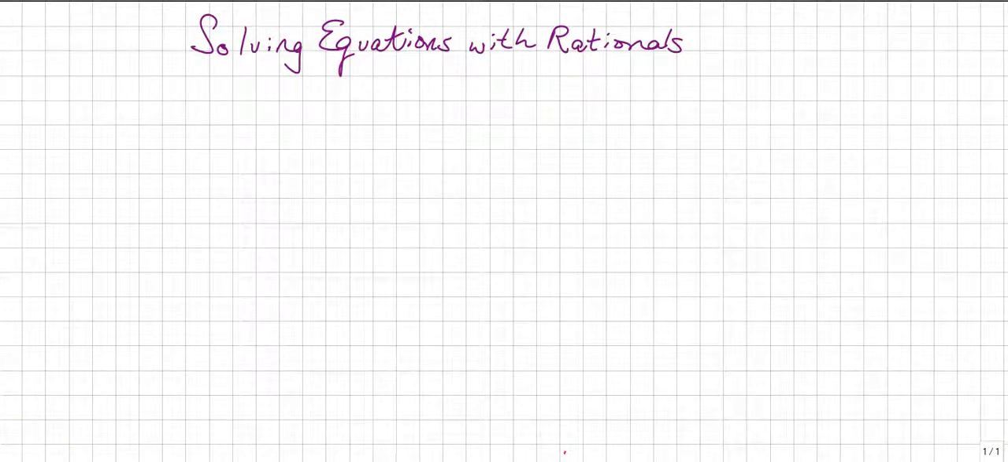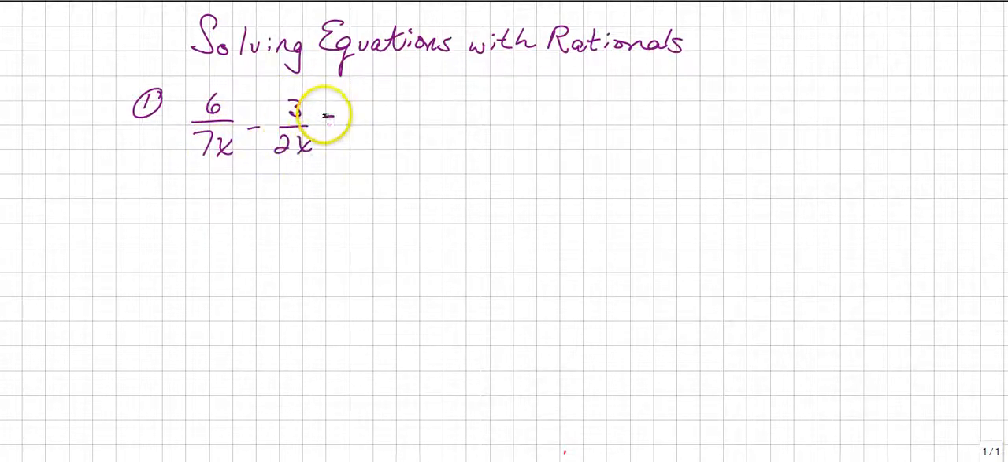In this video, we're going to take a look at solving equations that contain rationals. And again, rationals are just algebraic fractions. So let's start off with a fairly easy example. 6 over 7x minus 3 over 2x equals 4/7.